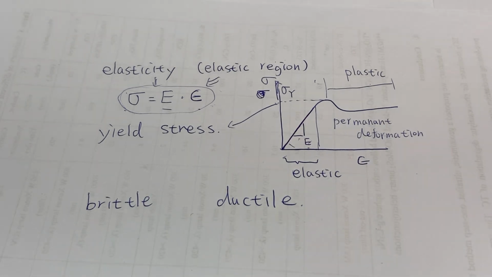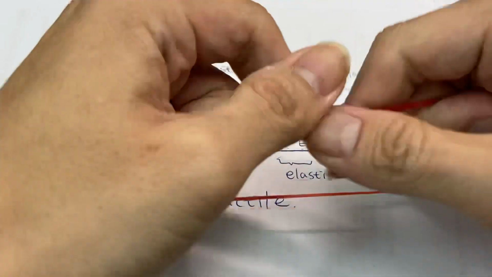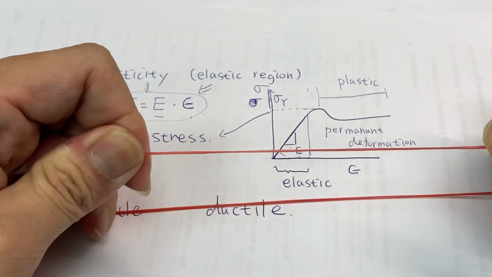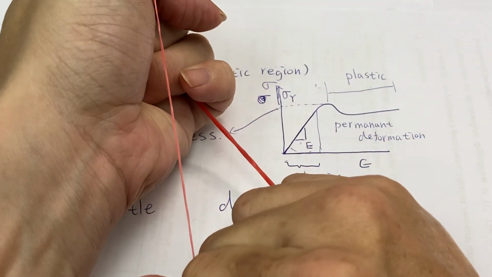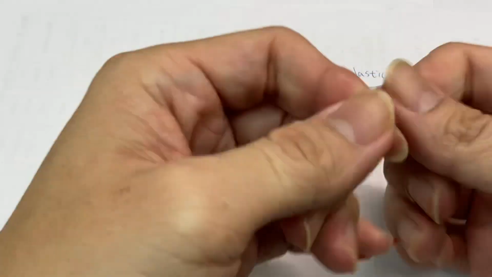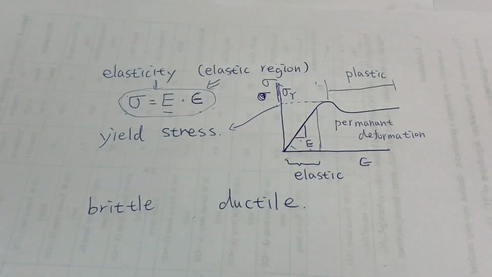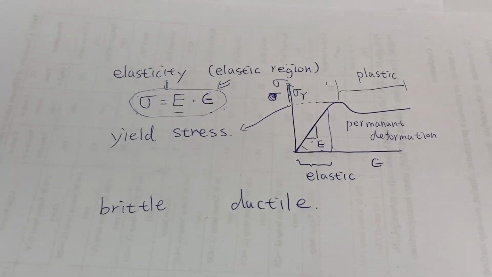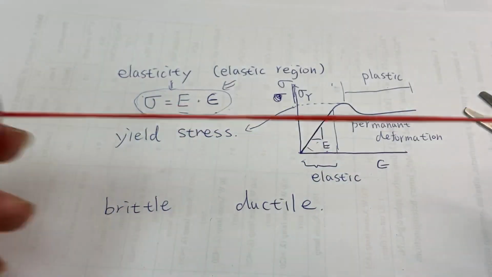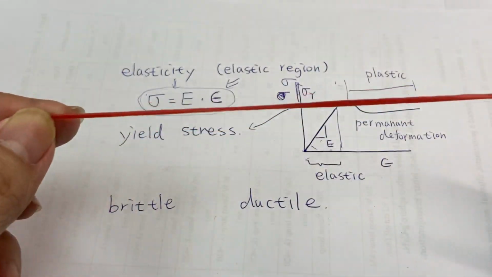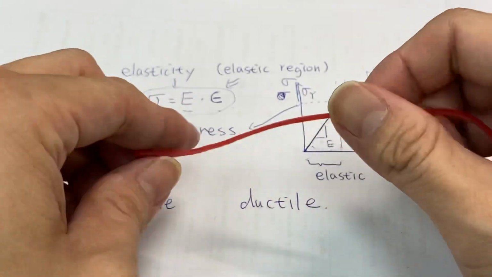Let me see. Okay, let's try this. I really want to pass its yield stress. Maybe I need to cut this. Okay, maybe that's better. Stress, strain. It still can bounce back right now. I make a lot of stress on this material.